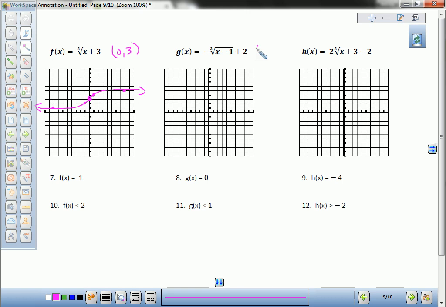Now this cube root's translation point moves to the point (1, 2). So that's where we'll start, (1, 2). Now because of the negative out in front, instead of going right and up, we're going to go right and down. And then we'll go over 8 and down 2. And then here we'll go back and up and back and up. And so there's our reflected cube root.